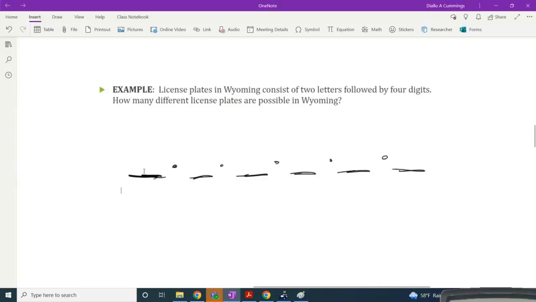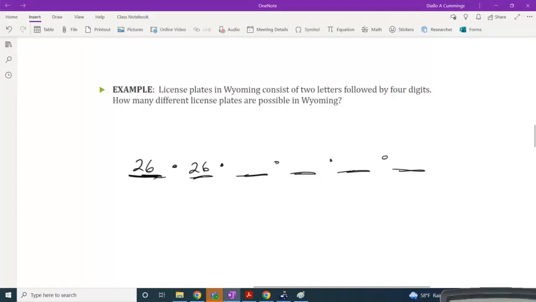So let's look at the first blank in the license plate, and that would be a letter, right? So how many choices of letters do you have? 26, right? So there's 26 different letters to choose from. The second spot in the license plate is also a what? Letter. So again, that's going to be 26 letters to choose from. So notice I'm multiplying. In between each one of these blanks is a multiplication dot.